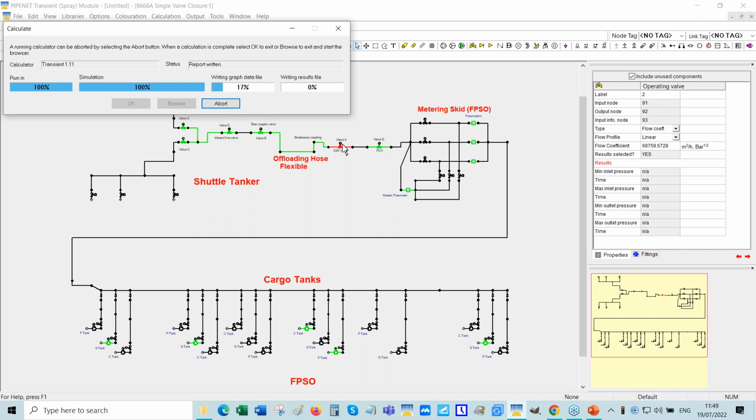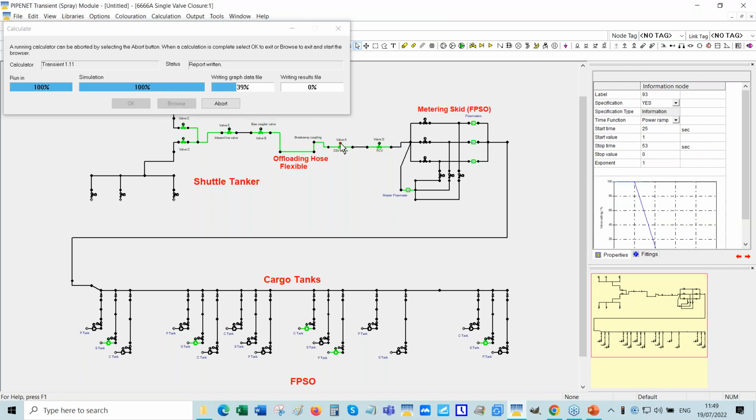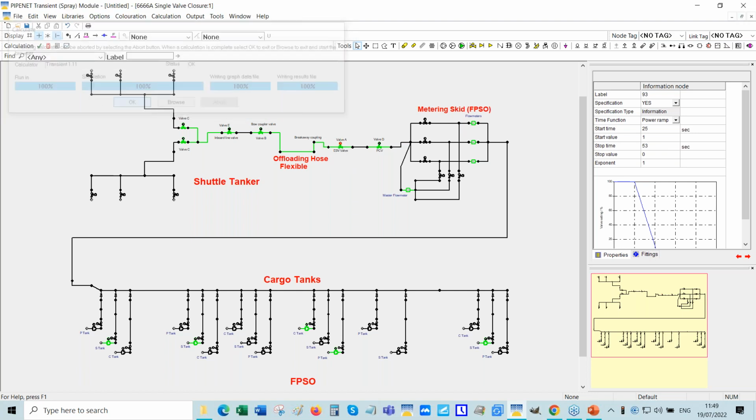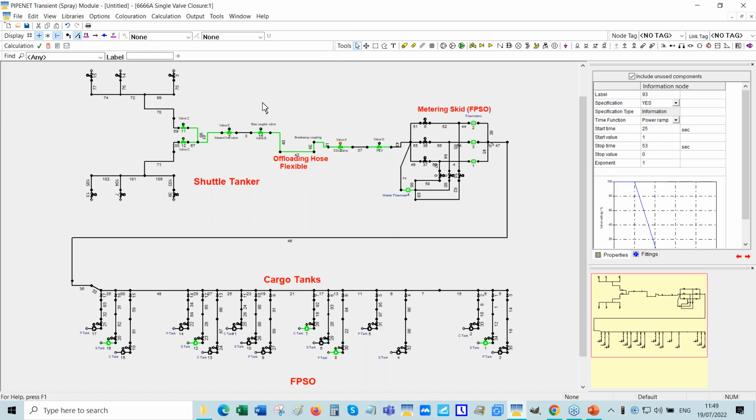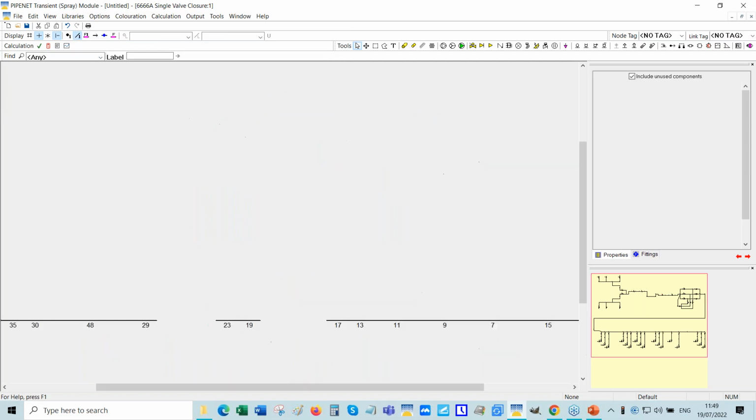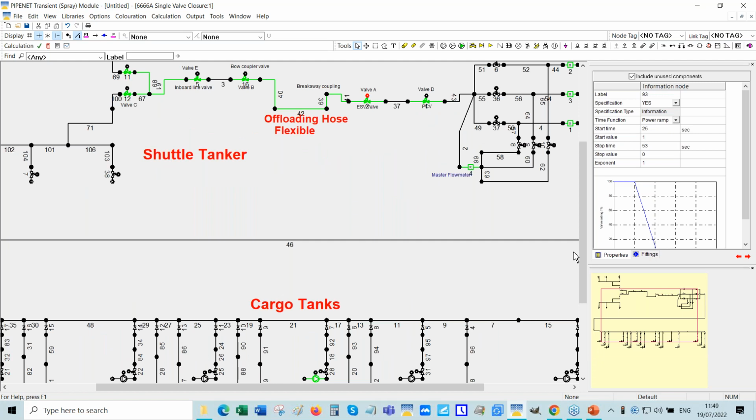I'm closing that valve. You can see that I'm not closing it as I would an emergency shutdown valve, and it's closing in 28 seconds. So I'm modeling that as an actuated valve closing. Okay. So let's look at, let me zoom in so you can see the pipe labels.